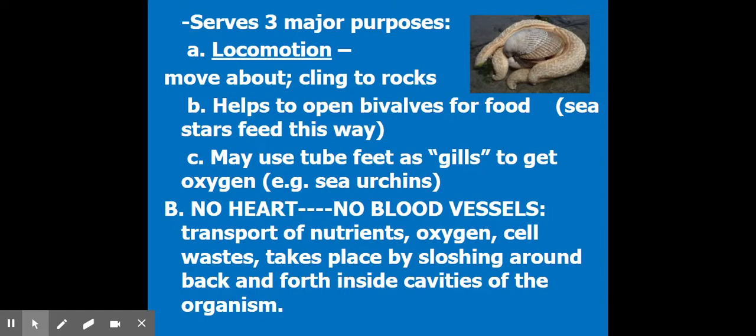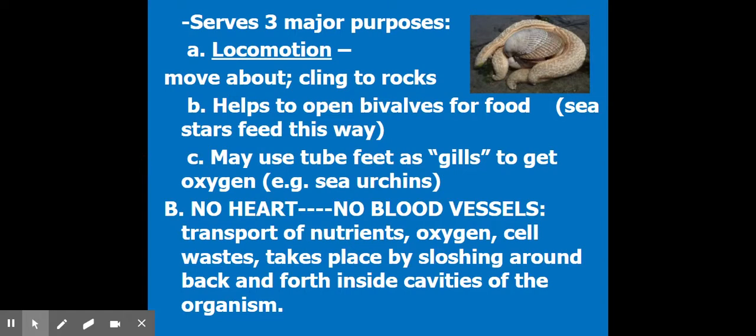So many sea stars, like the ochre star in the rocky intertidal zone, a keystone species, are eating bivalves, mussels. So they're going to use those tube feet to pry open the shells of the mussels. Then their stomach's going to come out externally, surround the food, and they're going to digest the soft parts, the mantle and the visceral mass and all that of the mussel. So it's used to help them feed. They also can use the tube feet as gills.